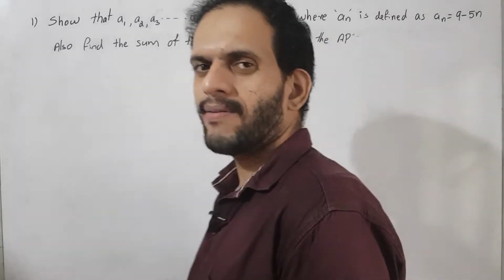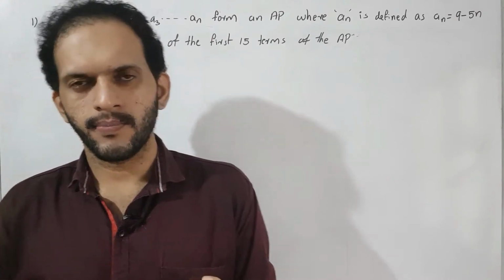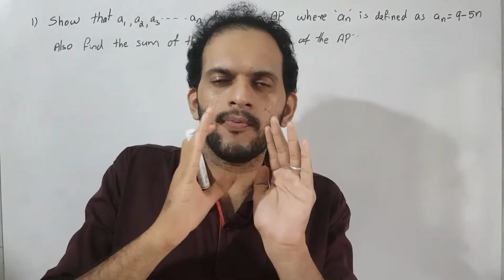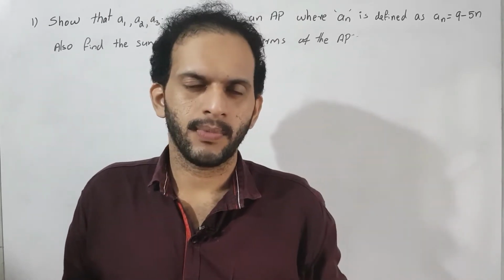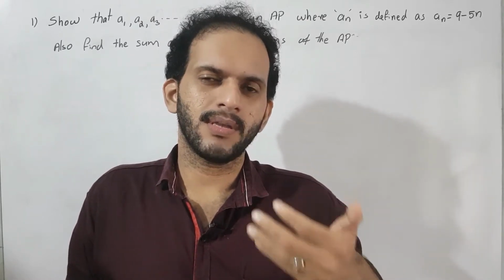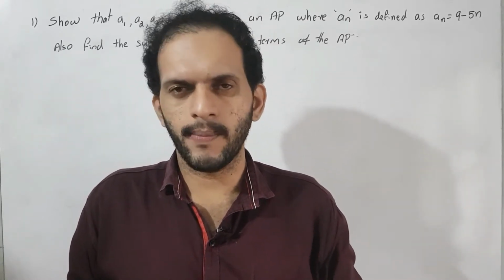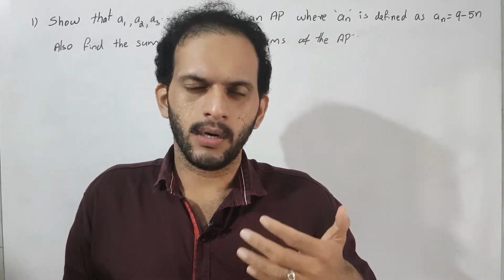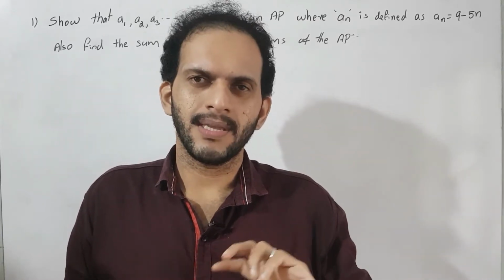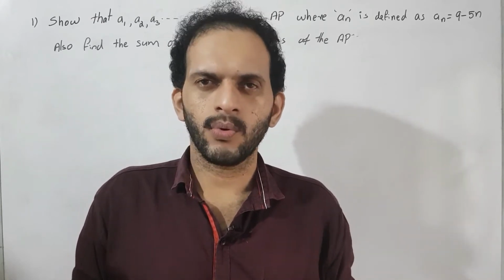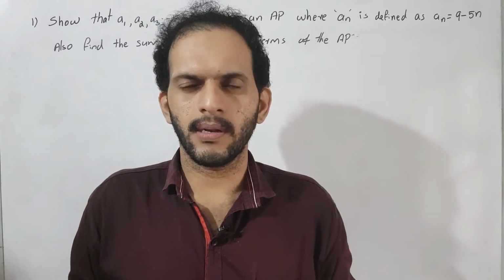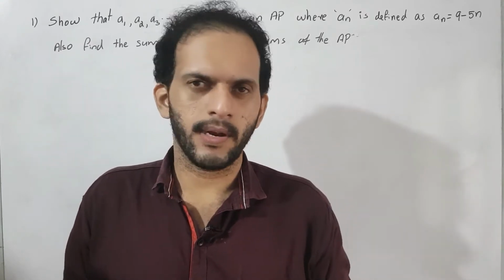Okay, then here we have two questions. What is the question? The first, to find the terms a1, a2, a3, etc. up to an, then we want to show that this one is an AP. We know how to show the given sequence is an AP or not. Here the question asks to prove that the given sequence is an AP. And one more question is also here. What is that? Find the sum of 15 terms of an AP.